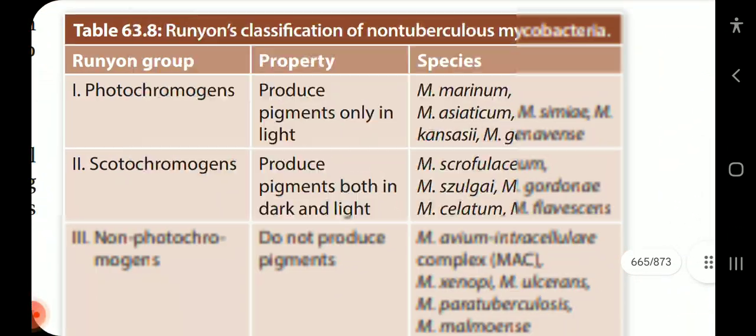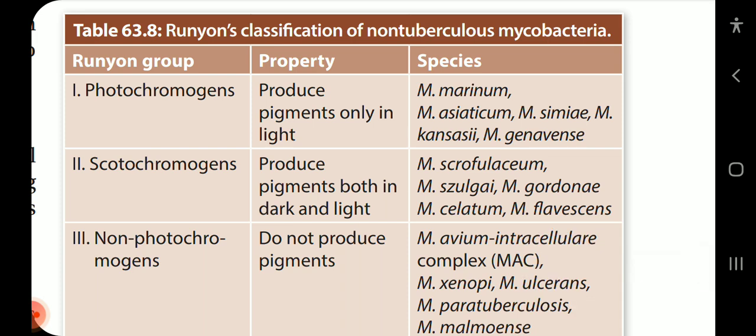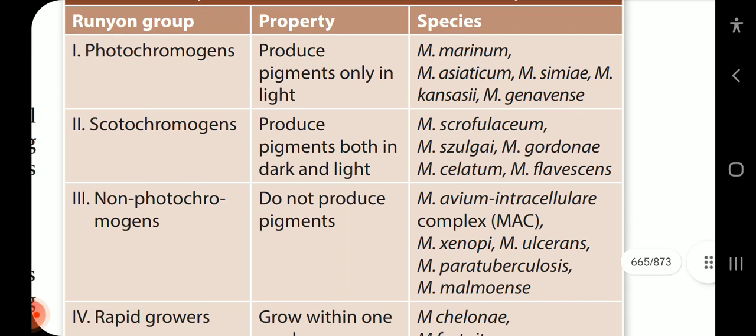The Runyon's classification of non-tuberculous mycobacteria can be seen here. Runyon group photochromogens produce pigments only in light, species M. marinum, M. asiaticum, etc. Scotochromogens produce pigments both in dark and light, M.